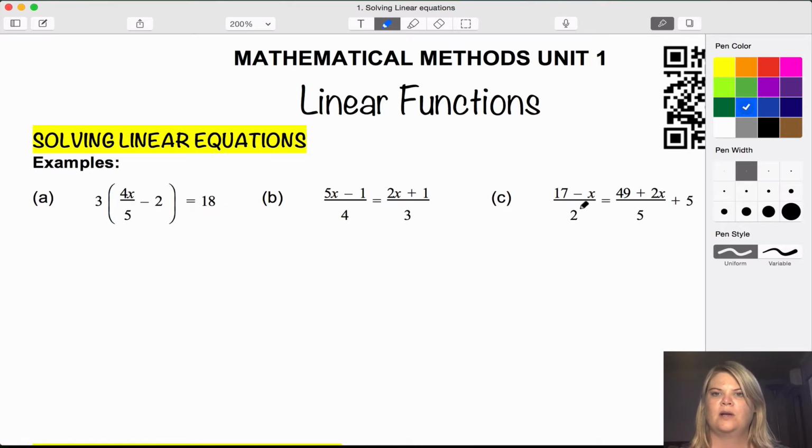Before we go on, I'd like you to have a go at solving these yourself. A lot of this should be revision. These are fairly tricky ones, but I'd like you to have a go at it before we go on and have a look at it together. Pause the video now.